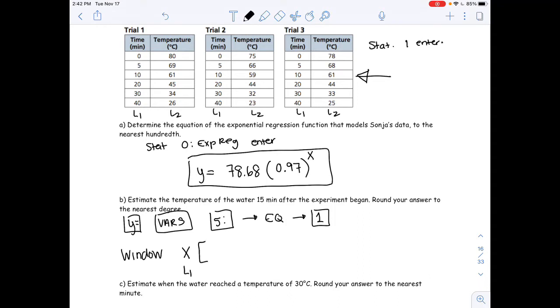The smallest L1 that I put into my chart was 0. The biggest L1 that I put into my chart was 40. And then my scale, I can go up by 1 usually. For Y, which is equivalent to your L2.